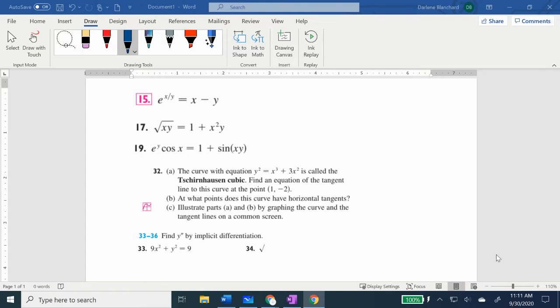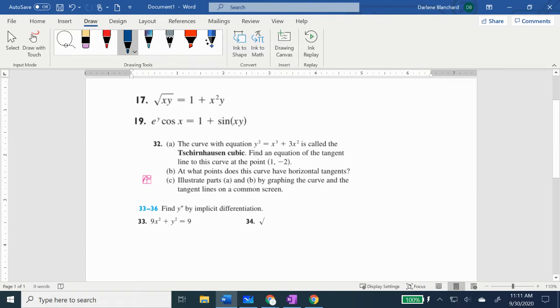I'm going to go over the following homework problems with you. Numbers 15, 17, 19, 32, and 33. This is from homework number 20, section 3.5. I'm going to first do 33 and then go back to the other ones.